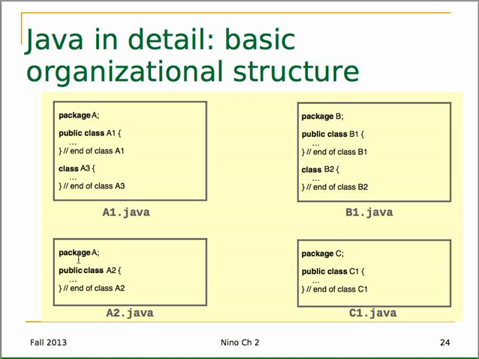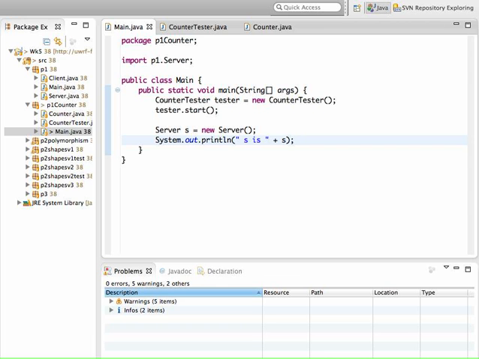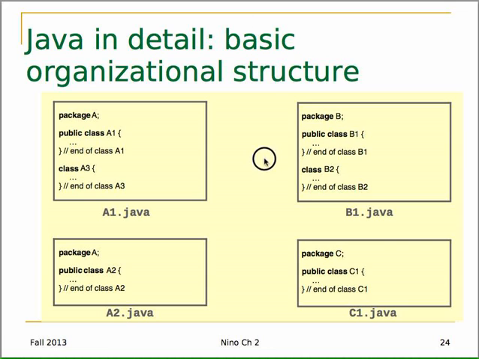A2.java can be in package A, and C1.java can be in package C. So you can have this in any place that you want. They don't even have to be in the same source folder. You can have multiple source folders with the same package. That is possible. Actually, that's not shown here, but that's an Eclipse thing. So, all right.